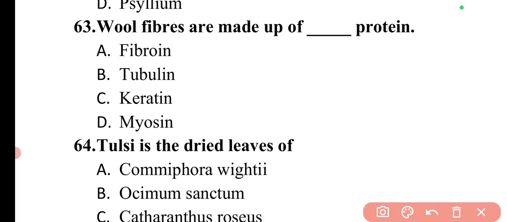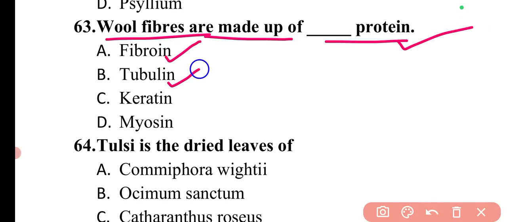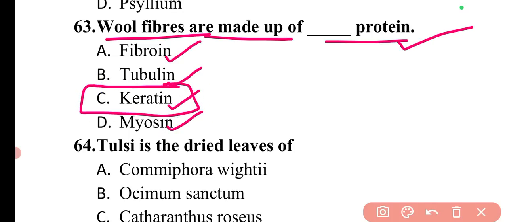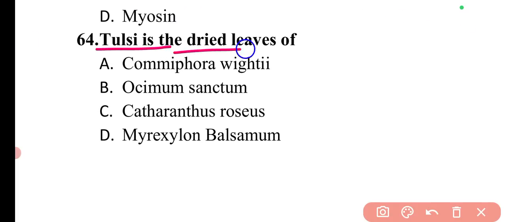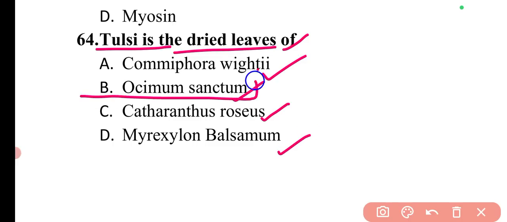Next question is wool fibers are made up of dash protein. Options are fibroin, tubulin, keratin, myosin. And the correct answer is option number C, keratin. Next question is tulsi is the dried leaves of. Options are Commiphora wightii, Ocimum sanctum, Catharanthus roseus, Myroxylon balsamum. The correct answer is option number B, Ocimum sanctum.